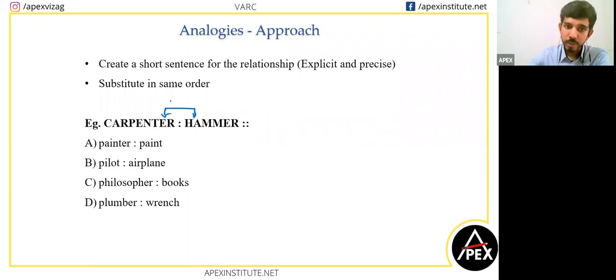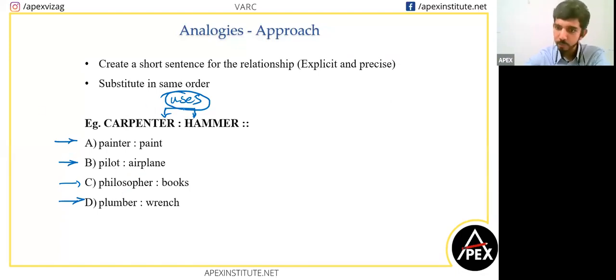Now, if you thought about the relationship as uses, carpenter uses hammer, painter uses paint, it works over here. Pilot uses airplane, maybe it could work. Philosophers use books, can work, and plumber uses wrench. This also works. Which means that we need to define this relationship a little bit better. Okay, we can extend this sentence into a longer sentence and define it a bit better, which will help us eliminate some of the other examples.